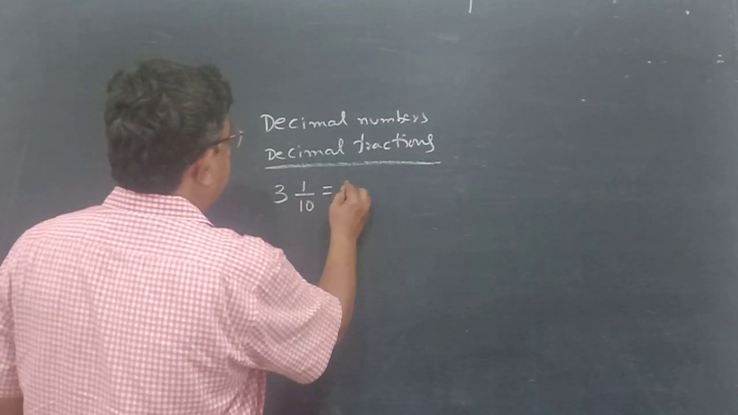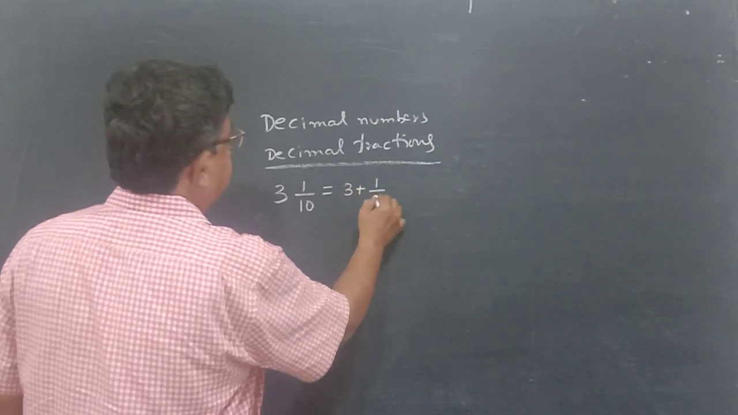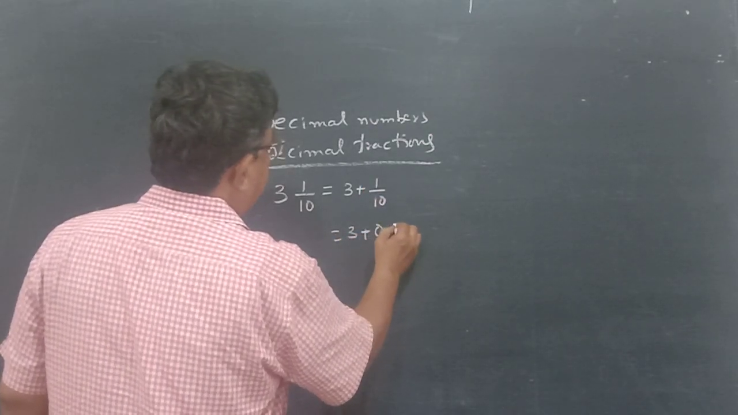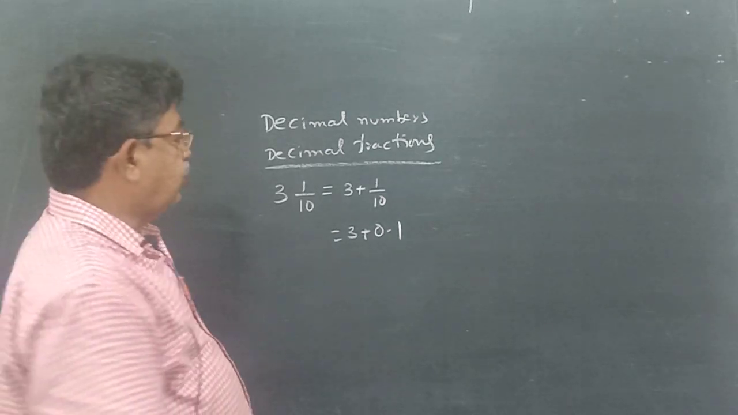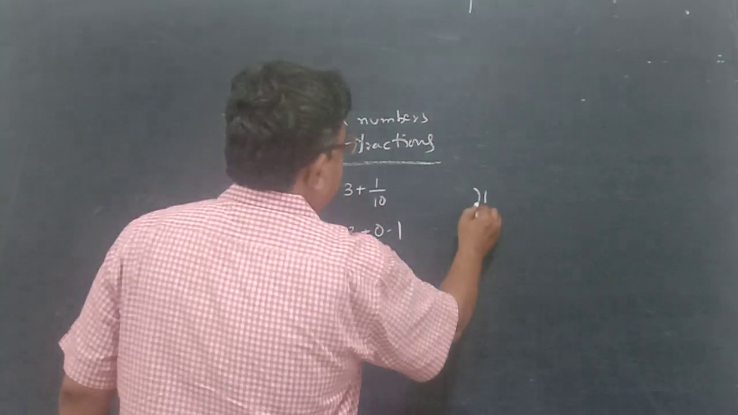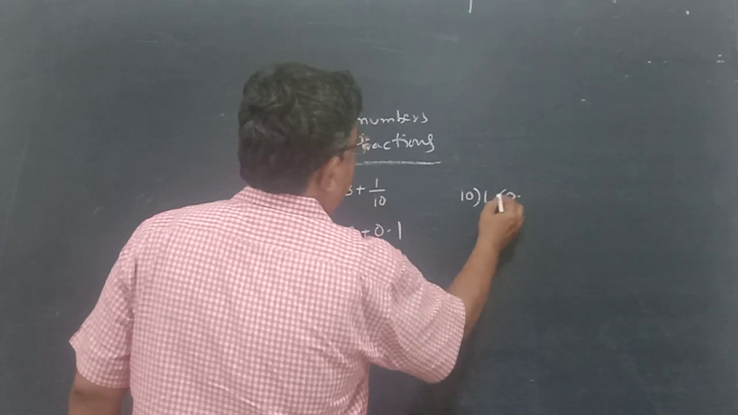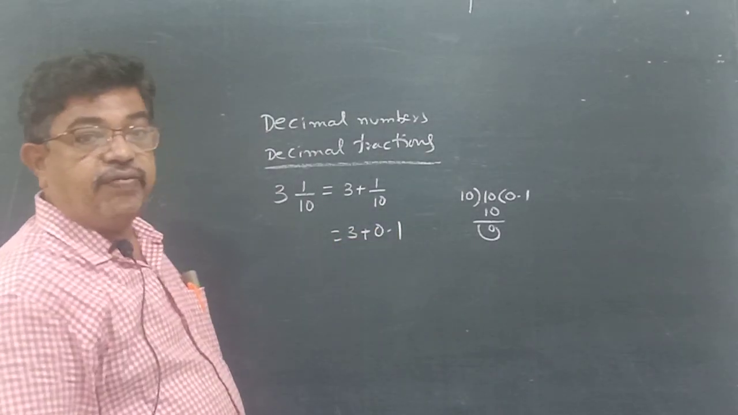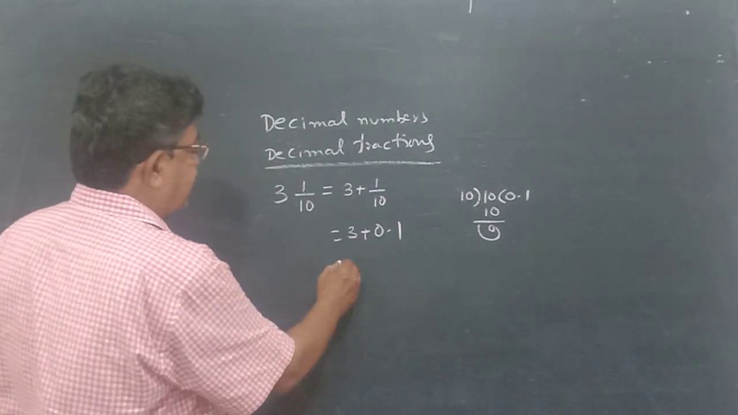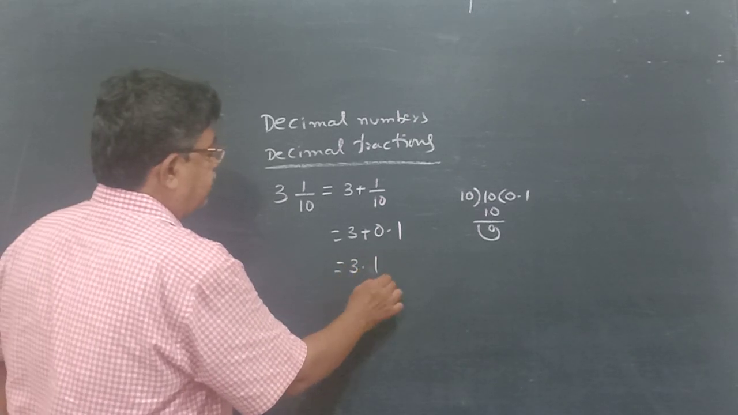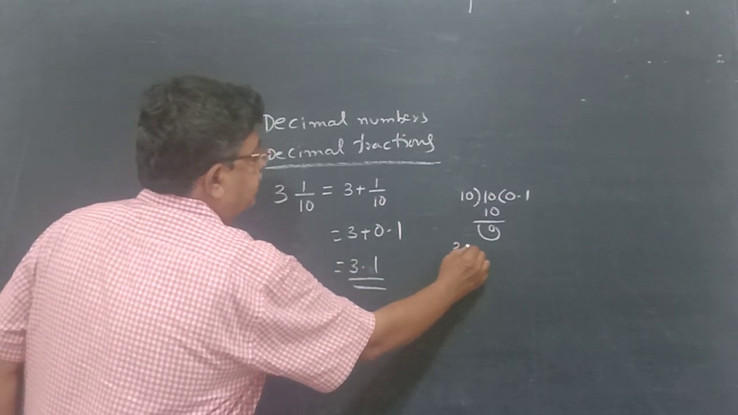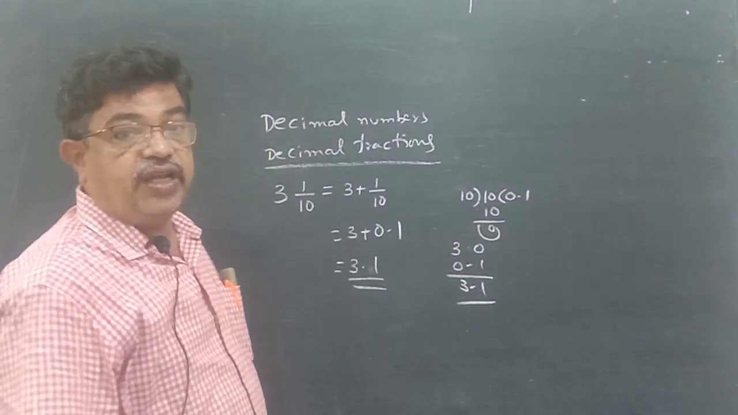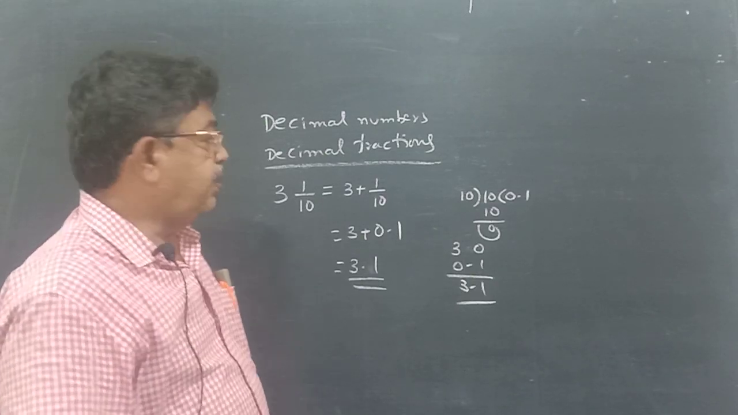3 1 by 10 can be written as 3 plus 1 by 10. 1 by 10 value in terms of decimal is 0.1. So, 1 you are dividing with 10. 1 is not divisible by 10, so we keep 0 and point, we get 0 here. 10 ones are 10, we get 0. So, the value of 1 by 10 is 0.1. So, the value of 3 1 by 10 is 3.1. 3 plus 0.1, you have to add like this: 3.0 plus 0.1 is 3.1.